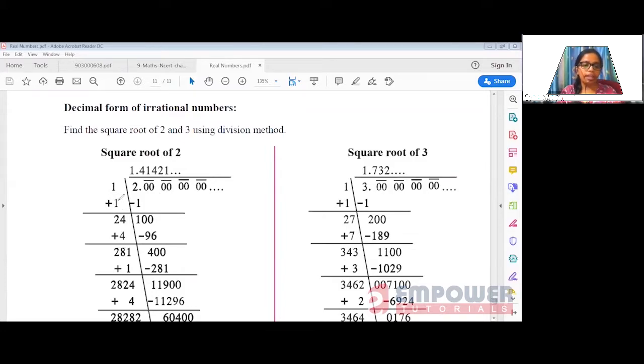Since I am multiplying this number by 1, I am going to write it over here. So 1 into 1, so here 1. Since I am multiplying it by 1, I am writing 1 over here. So I will get 1. So 2 minus 1 will be 1, right? After that, since there is no other number after 2, I will add decimal over here and I will take this set of 2 zeros over here. So I will get 100 over here.